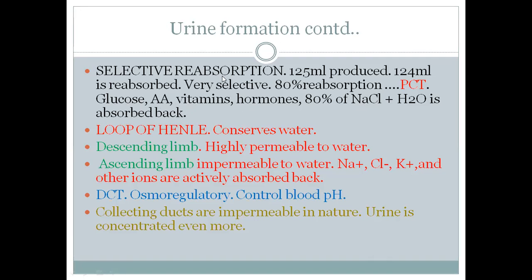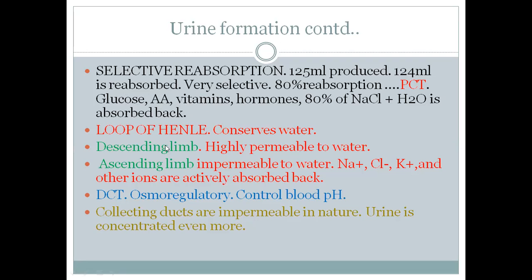Once again, selective reabsorption. 125 ml is produced in the glomerular filtrate. Out of 125, 124 ml is reabsorbed. This is a very selective process. Everything is not absorbed back. 80% reabsorption takes place in the proximal convoluted tubule. Glucose, amino acids, vitamins, hormones, 80% of sodium chloride and water are reabsorbed back.